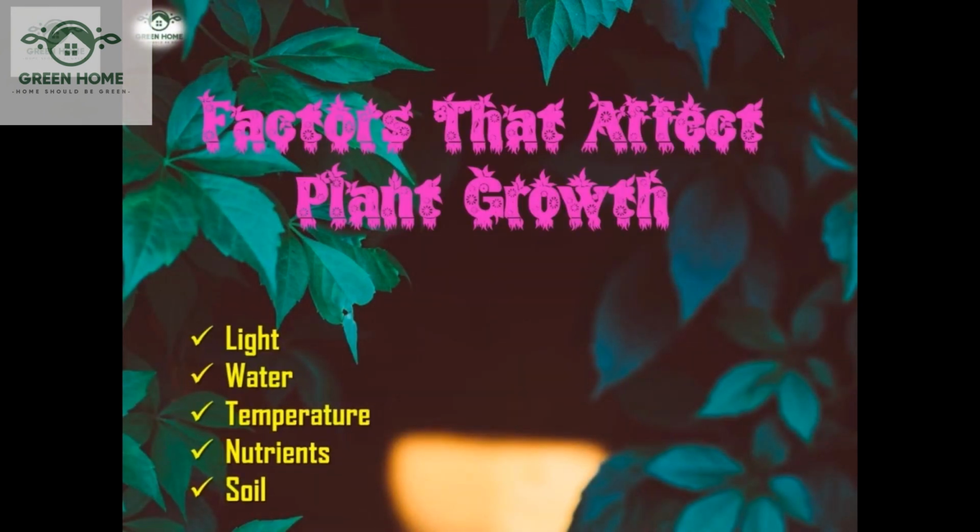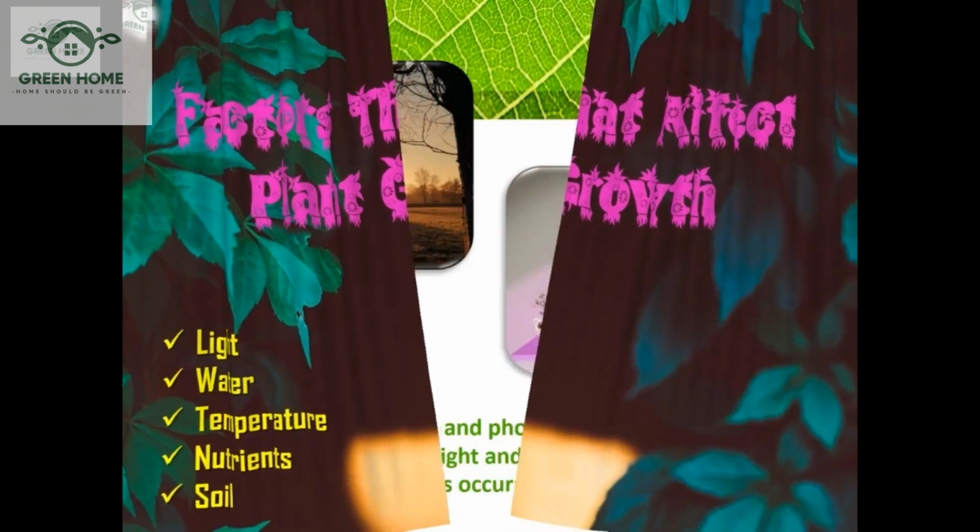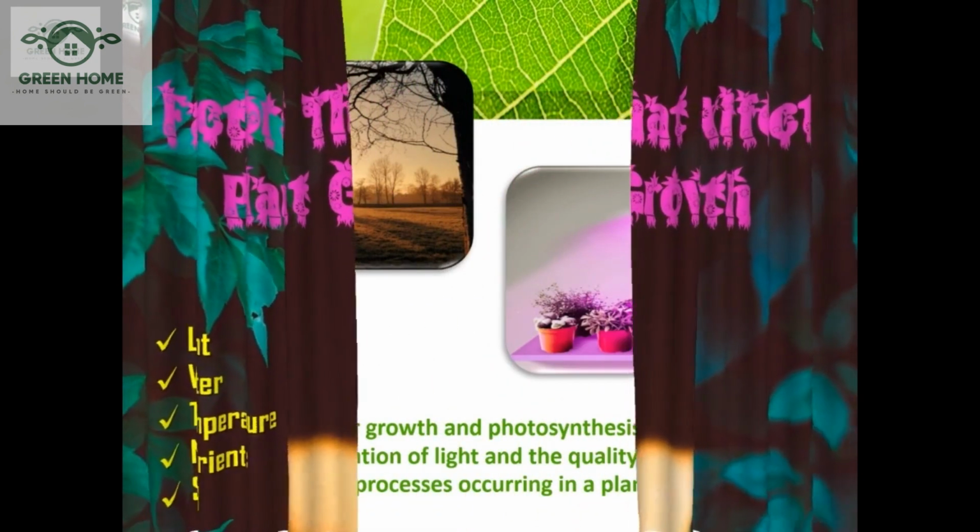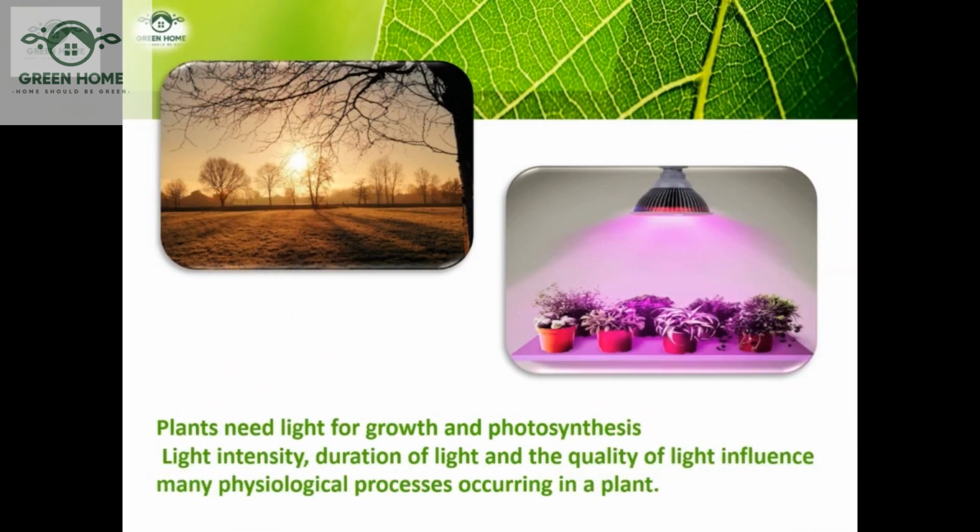Factors that affect plant growth: light, water, temperature, nutrients, soil. Light. Plants need light for growth and photosynthesis. Light intensity, duration of light and the quality of light influence many physiological processes occurring in a plant.